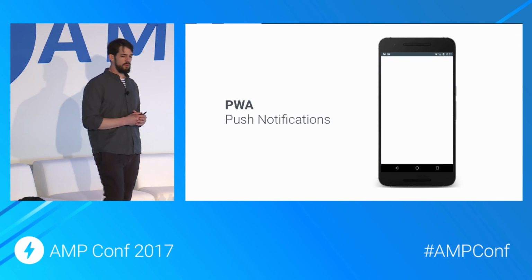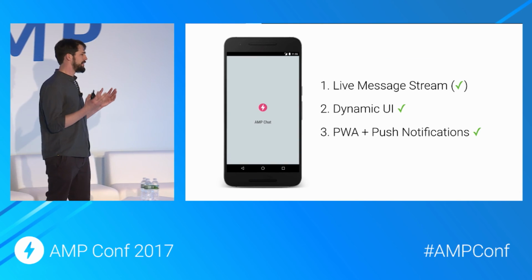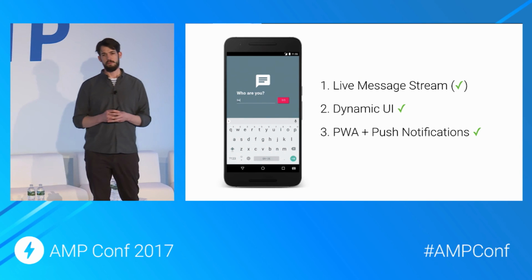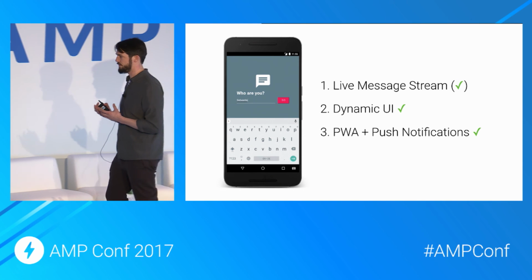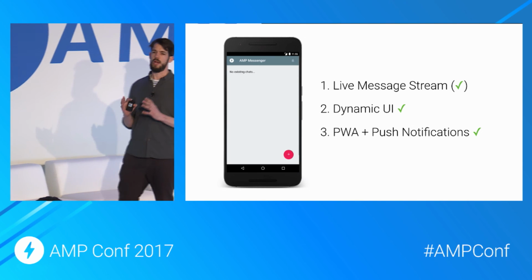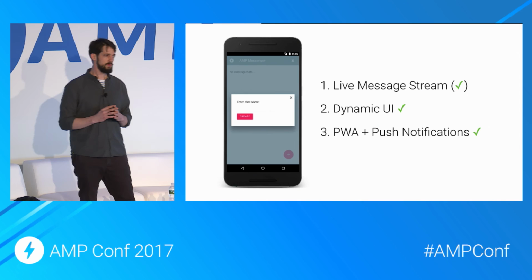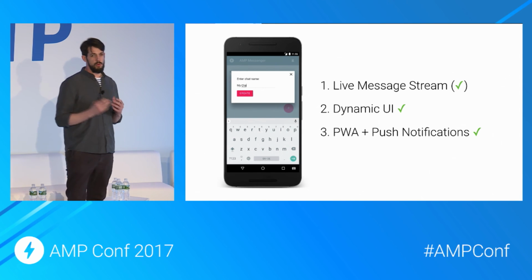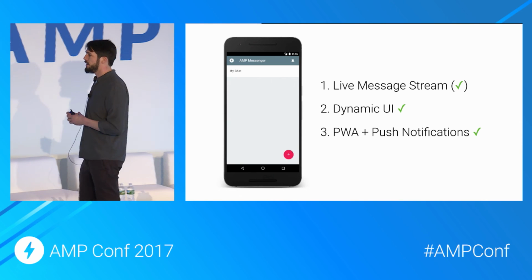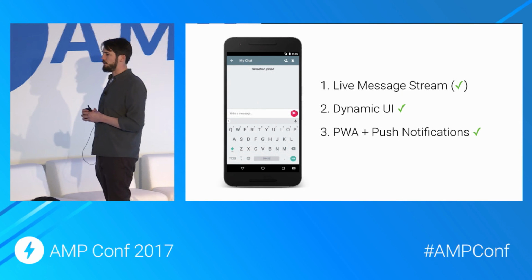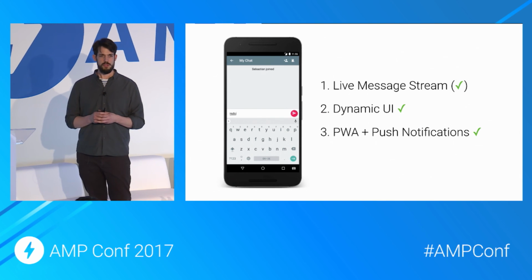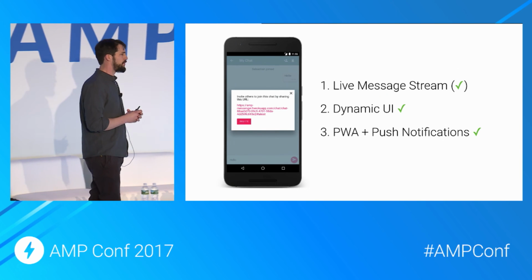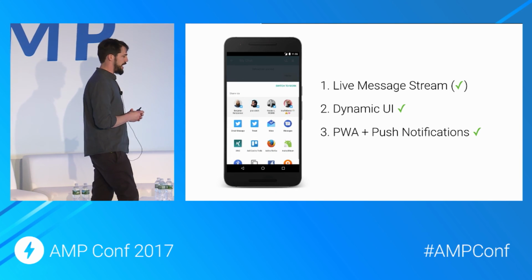So if we now review what we've done so far, we actually accomplished to create a proper messaging app. We have a live message stream. There are a few quirks I'm not too happy about, but apart from that, the basic functionality is definitely there. We have a dynamic responsive UI, and it's a fully capable PWA, which includes push notifications. So I think it's definitely a great example for what is possible if you're using AMP.